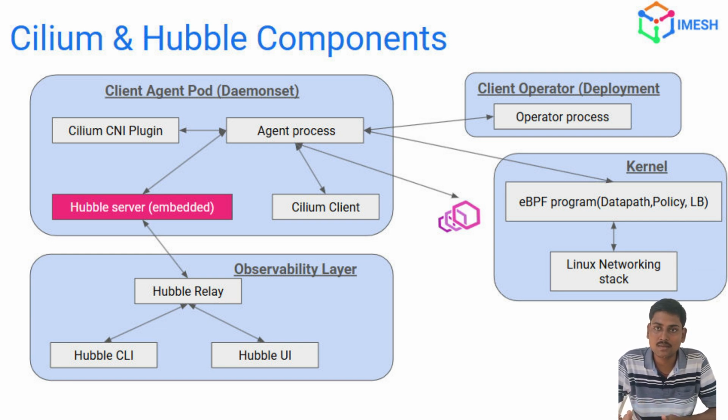So to sum it up, the agent process is the brain, the CNI plugin connects the pods, the client lets you investigate, and Hubble gives you visibility. Together, they form the powerful core of Cilium on every node.